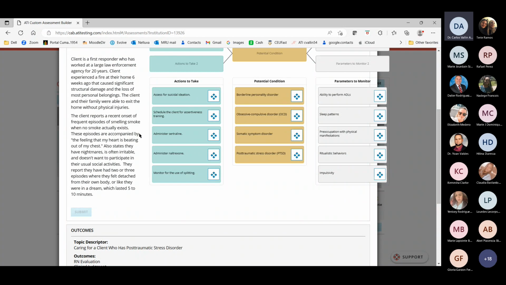These episodes are accompanied by the feeling that "my heart is beating out of my chest." Also states they have nightmares, is often irritable, and doesn't want to participate in their usual social activities. They report they have had 2 or 3 episodes where they felt detached from their own body or like they were in a dream, which lasted 5 to 10 minutes.